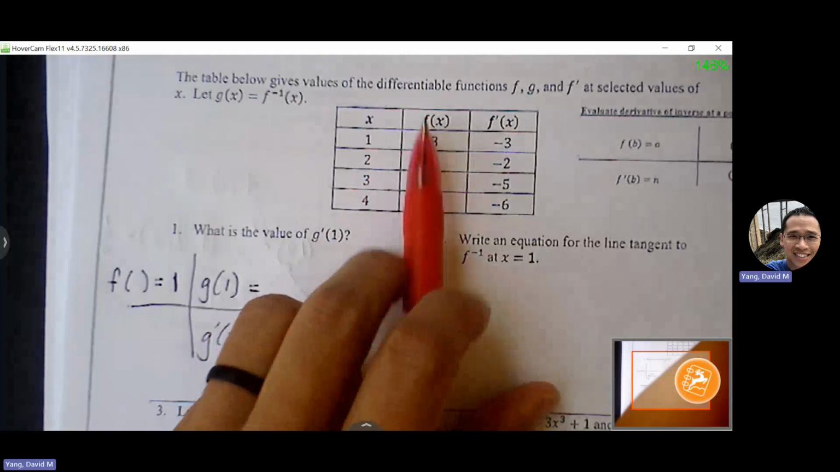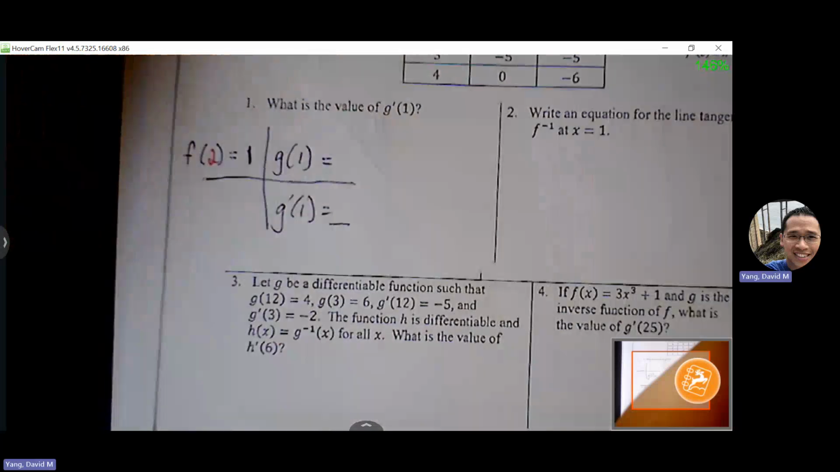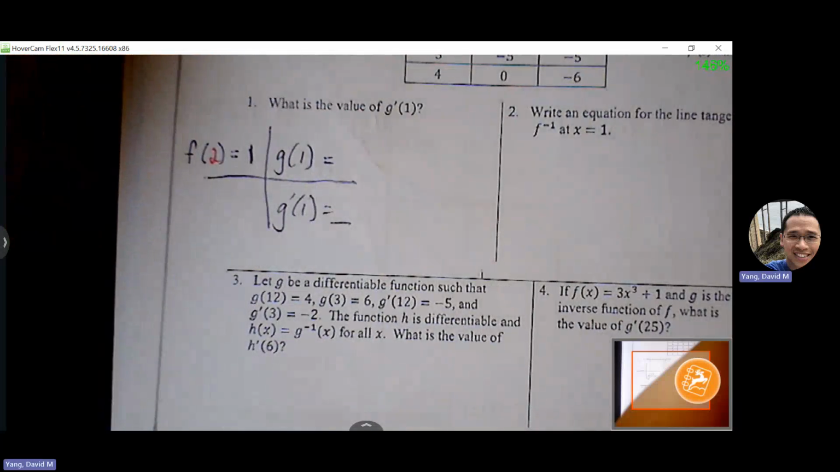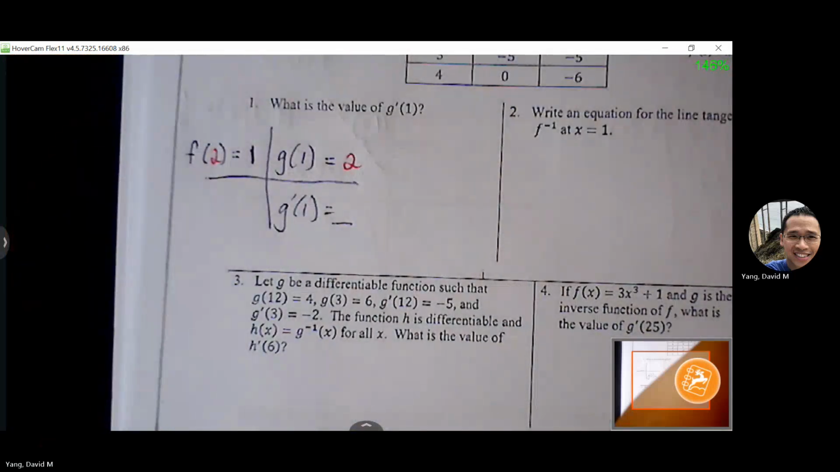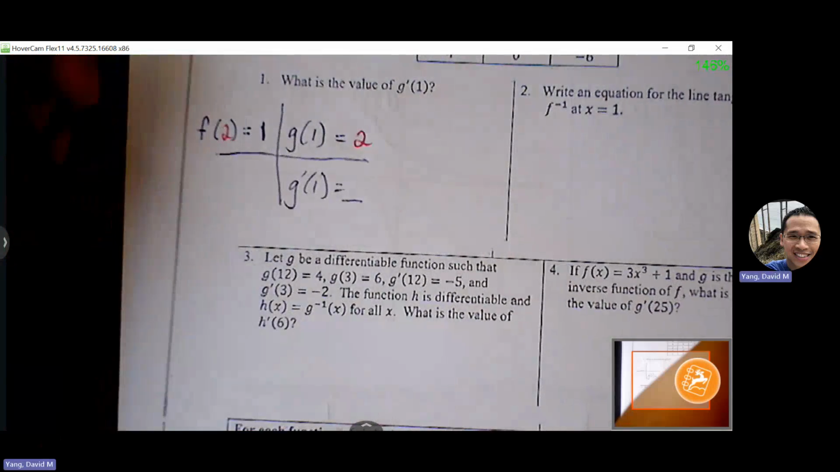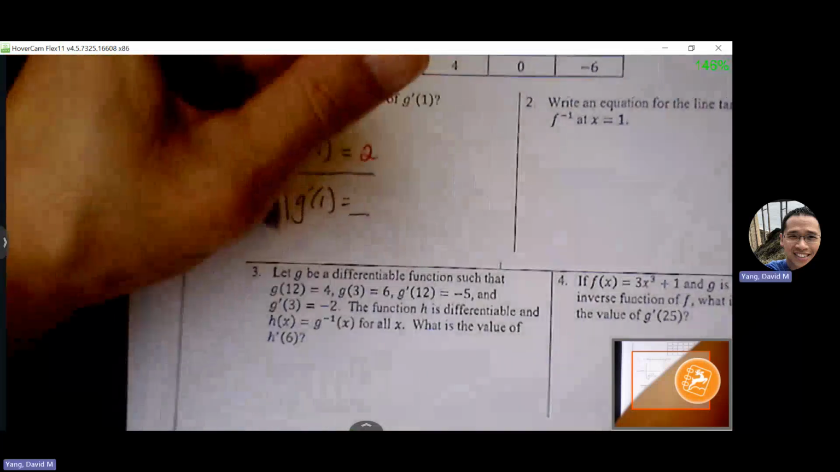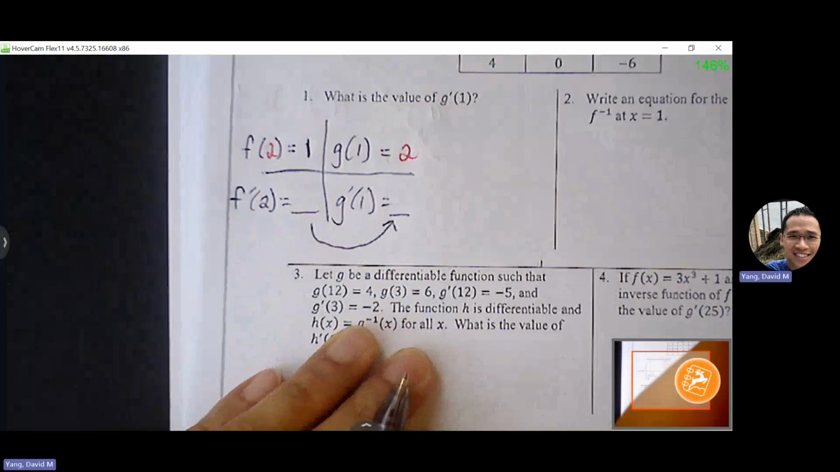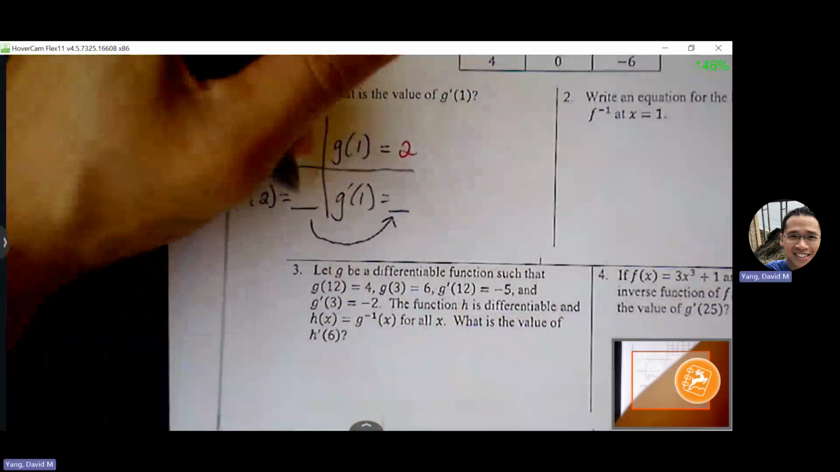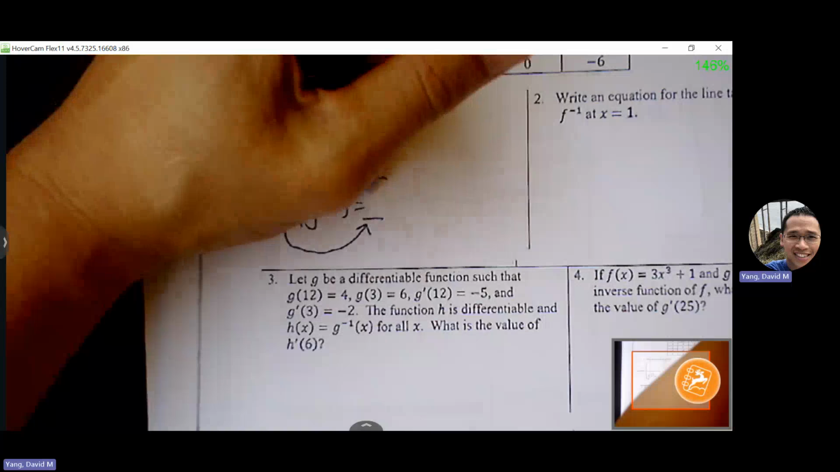We use this chart here to work. So if 2 is the x value of my f of x, then 2 must be the y value of my g of x. Then if I can find f prime of 2, that number will lead me to g prime of 1, because they're inverses of each other. What's f prime of 2? -2, right? The table tells us that. So then from here, we can take the reciprocal.